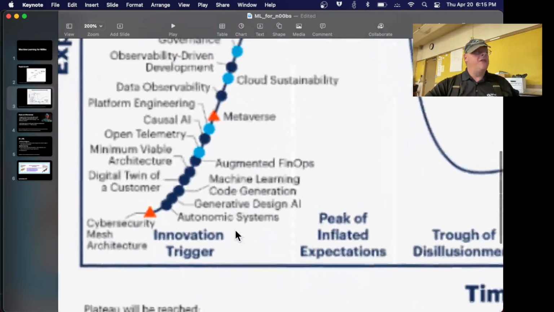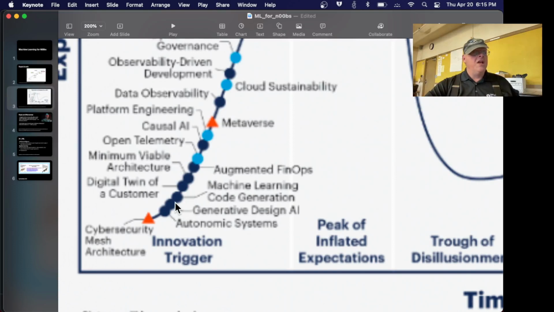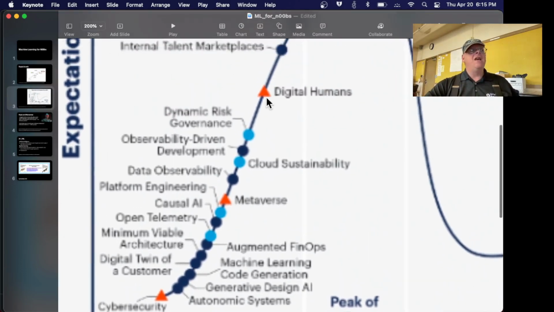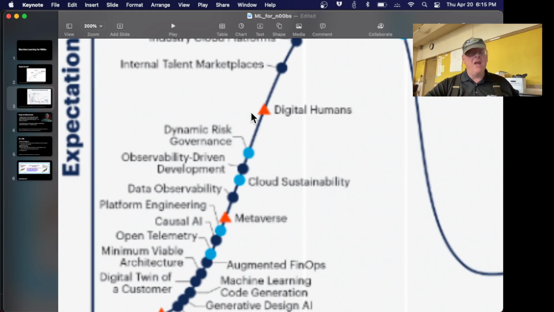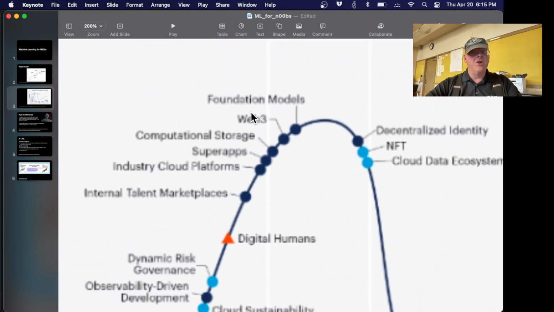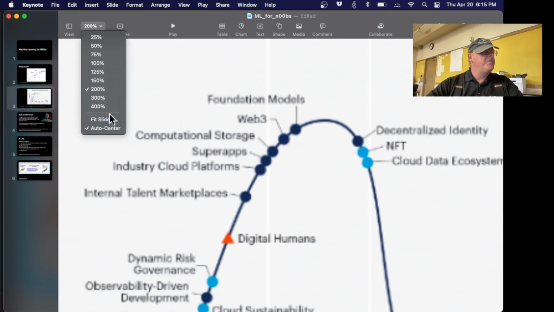But what has happened is AI, which was nowhere, is now way above the metaverse. The metaverse has already collapsed. And AI is way up here, rising fast. And it's going to come up more. So that's why I think it's really important. And this is a very nice chart. I think it's very much the way things really are. Everything in technology goes through these stages.